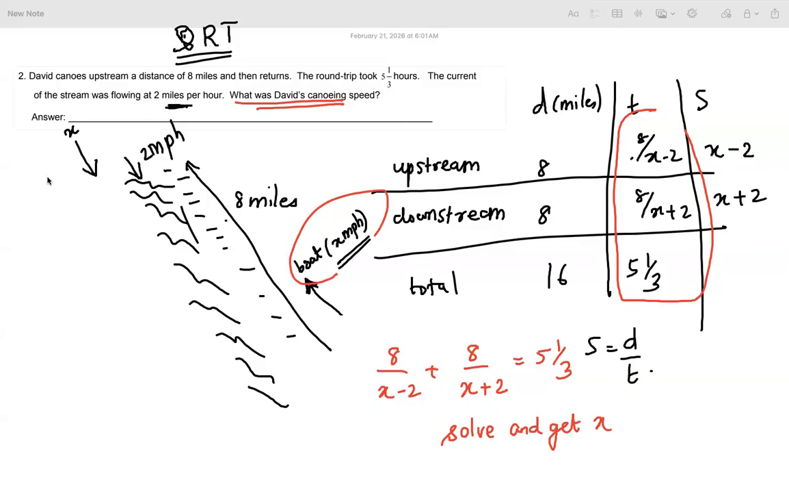Am I making sense? Please put the table. If the table is not there, everything becomes confusing. You don't know what to do where. Just because of the table, it looks so easy. Now here x minus 2, x plus 2, x squared minus 4. Here 8x plus 16 plus 8x minus 16. So this will be 16x by x plus 2 x minus 2.